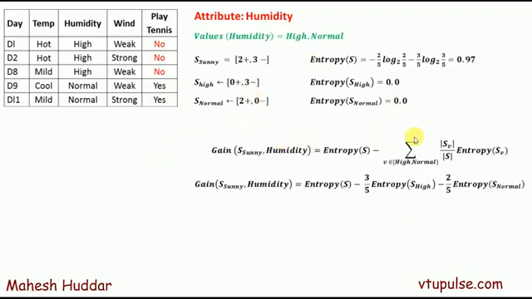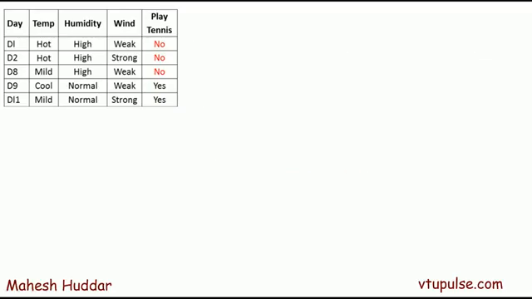And then the gain formula is as simple as that. In this case, 3 by 5 entropy of S high, because there are 3 high examples out of 5, and 2 by 5 entropy of S normal, because 2 normal examples are there out of 5 here. Put the values, you will get the gain of humidity with respect to S sunny, which is equivalent to 0.97 again. Similarly, we need to find the gain of the wind attribute.